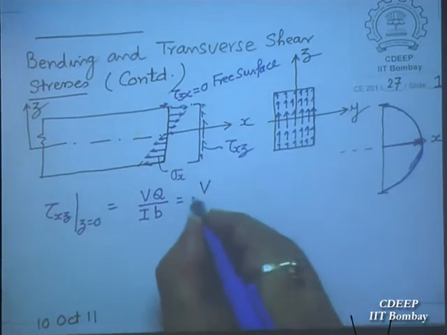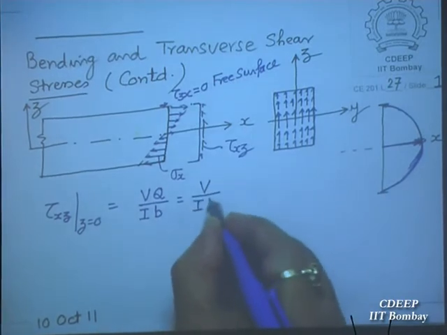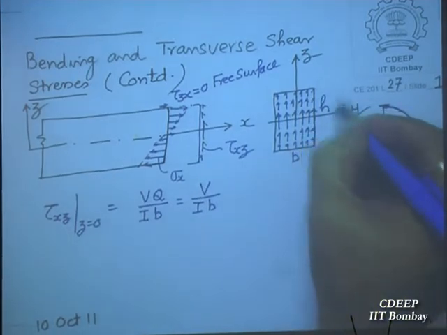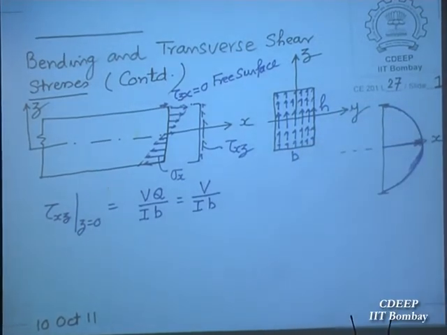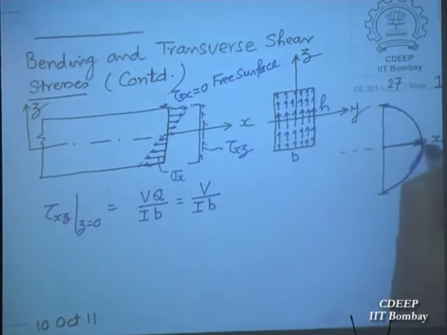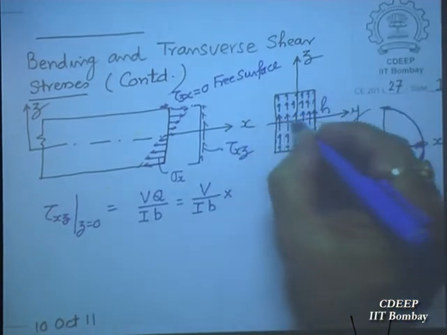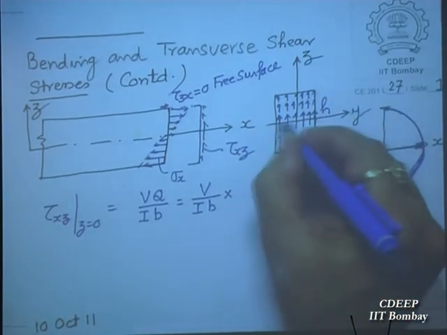V is constant, I is constant, B is constant, H is here, and Q, how do you define Q? If you want shear stress here, it is the first moment of the area above that line. So first moment of the area will be how much? What is Q here? First moment of the area, moment of this area above this line.